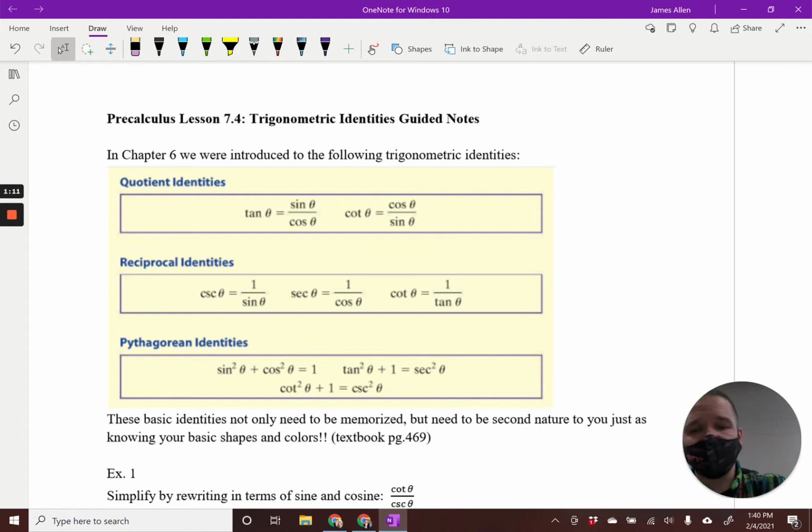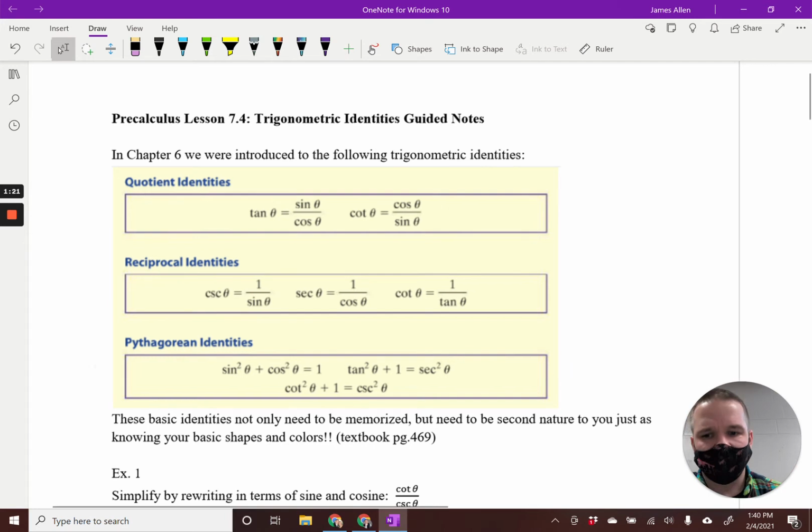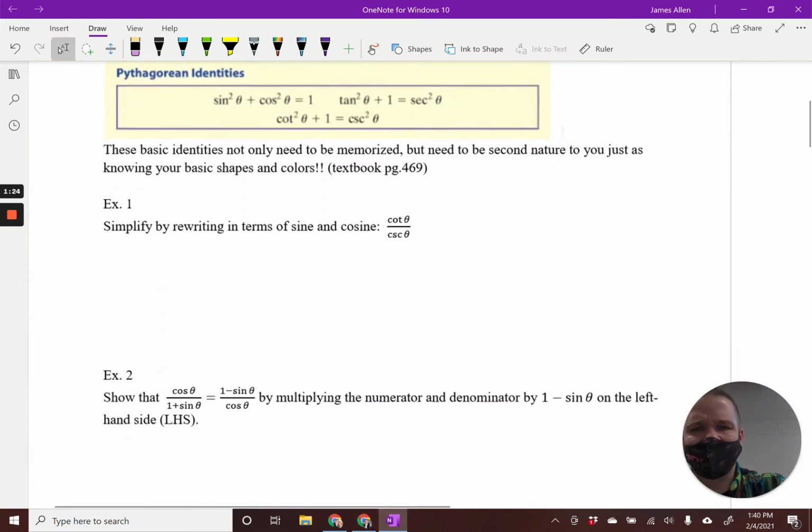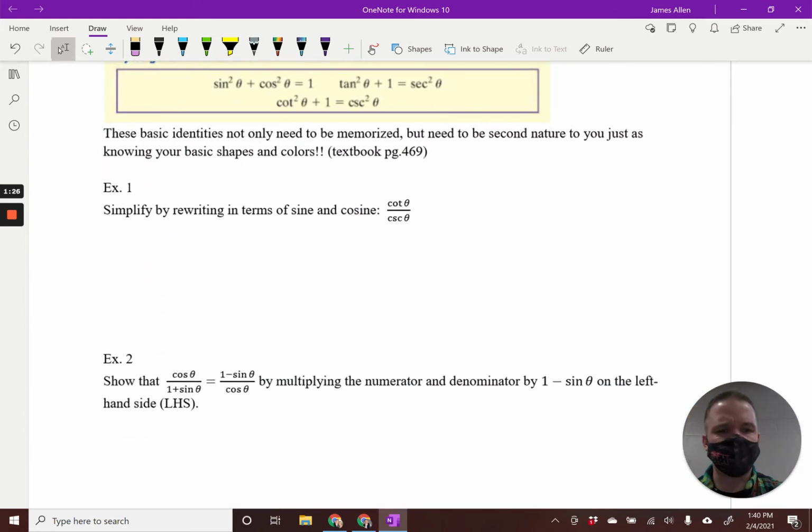So make sure you know these, commit them into memory. They should be second nature to you, all right? Because your brain moves a lot faster than your eyes on paper looking at these things. You're going to work very quickly if you know these and can apply them, all right? So we're going to do some basic little strategies here for each one of these, and then we'll get into more complex problems. So the first one says, simplify by rewriting in terms of sine and cosine.